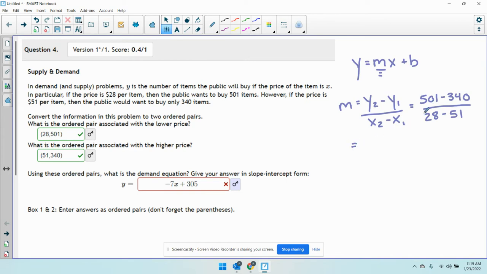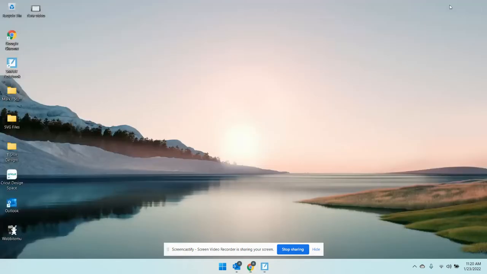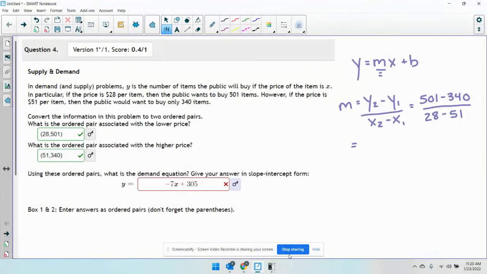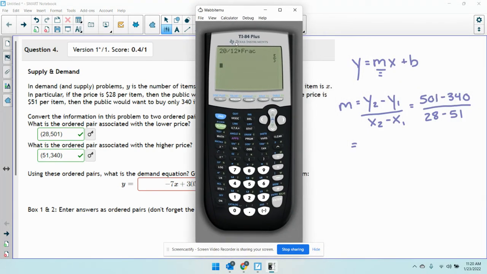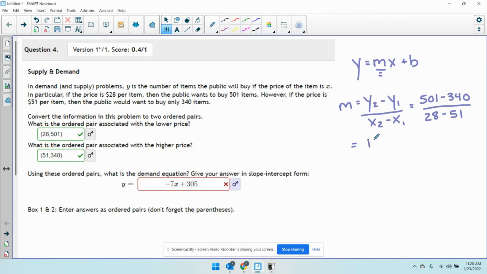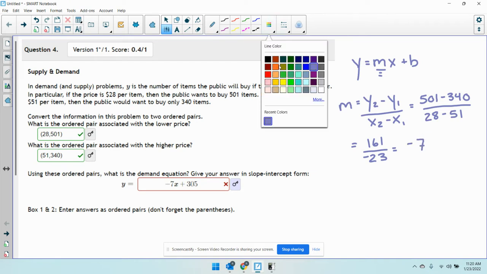So I get on top, let me pull my calculator up. Okay, so here we have 501 minus 340. That's going to be on top, and we have 28 minus 51. So we have 161 over negative 23. Now, if you reduce that, that's going to be negative 7, which is nice. So there's our slope. So now I still need to find b.